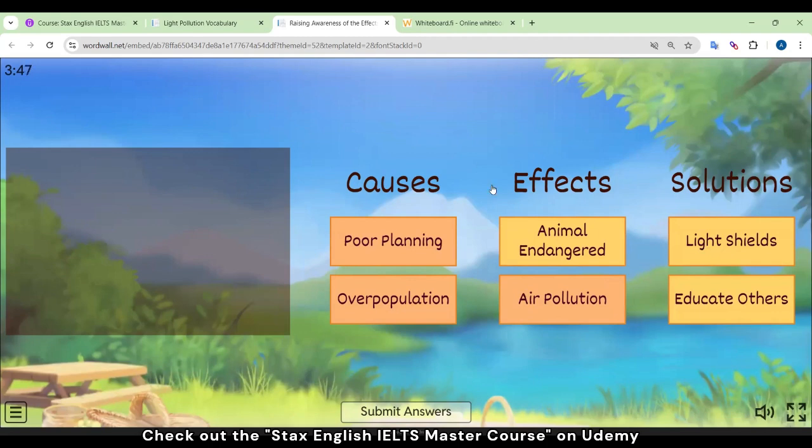Okay. What were you going to say? Sorry. I think poor planning is in the causes, and the effects is overpopulation, and solutions is educate others. Well, what we're looking at is the cause, the thing in the beginning that led to it. I think that a country has poor planning.